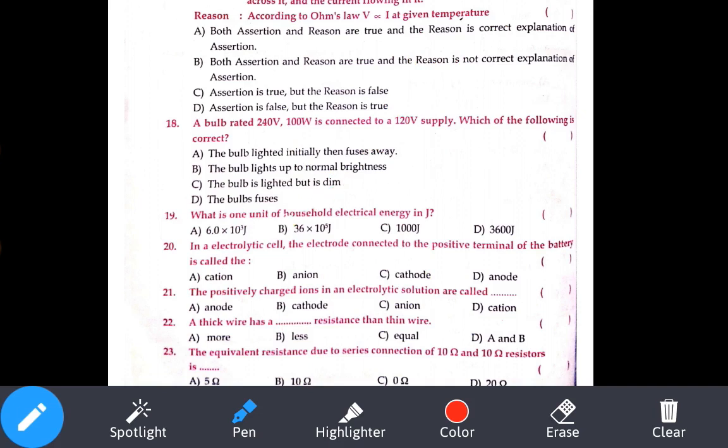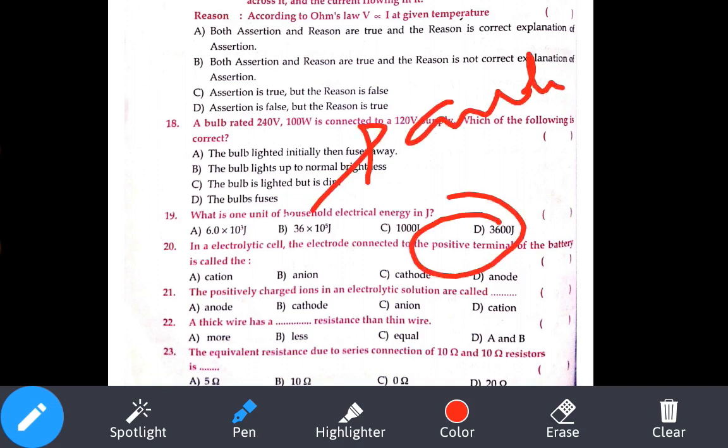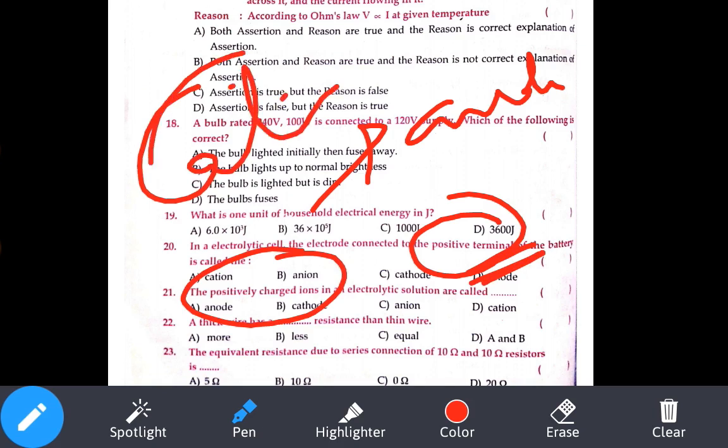The electrode of an electric cell connected to the positive terminal of the battery is called. So the positive terminal is called the anode and the negative terminal is called the cathode. Option number D. Remember the differences. If they are asking about ions, positive charge ions are called cations and negative charge ions are called anions. If they are asking about the terminals, the positive terminal is called the anode.